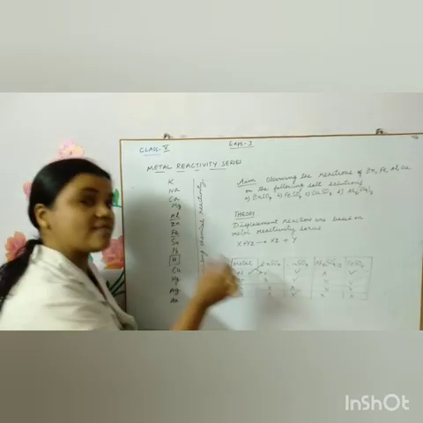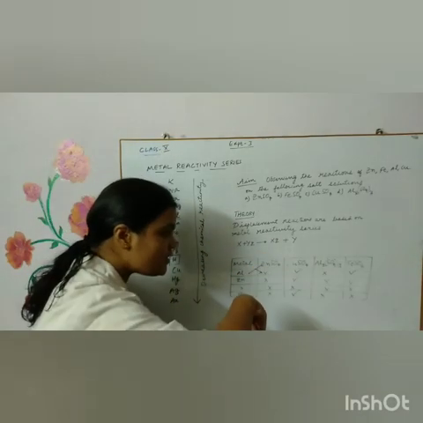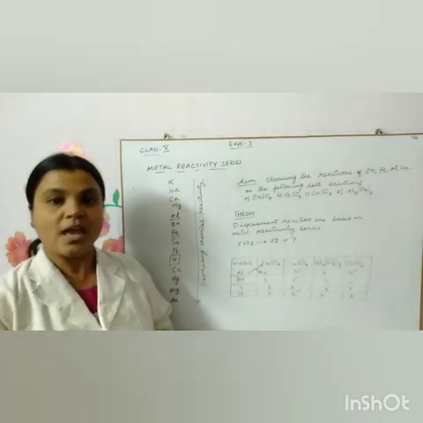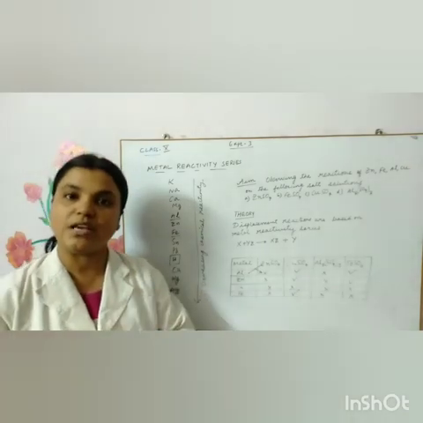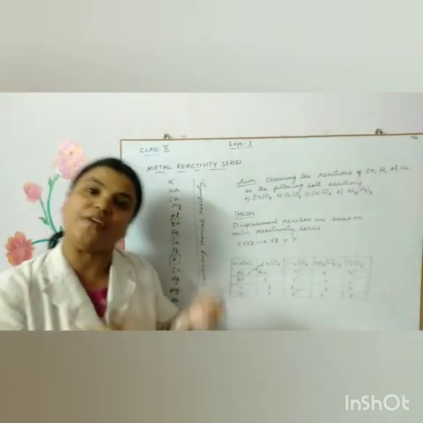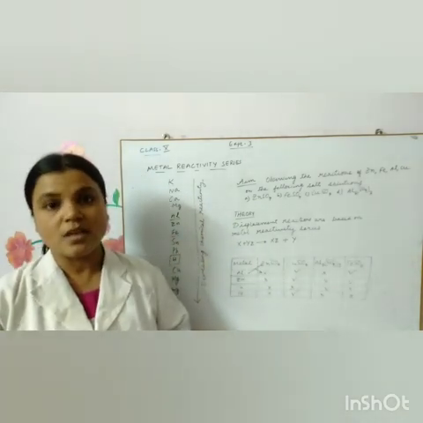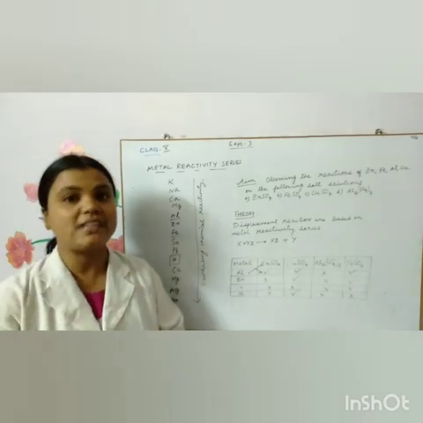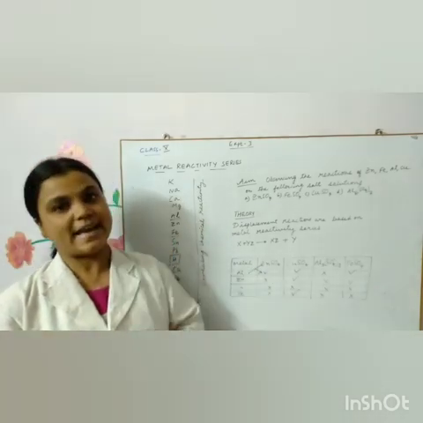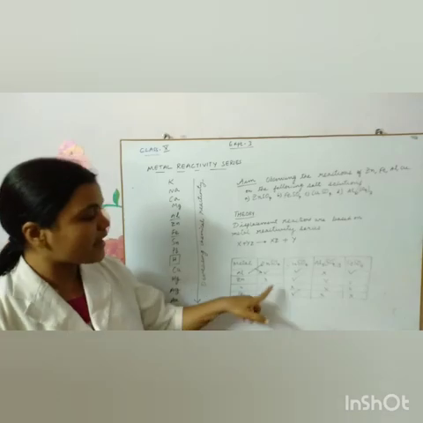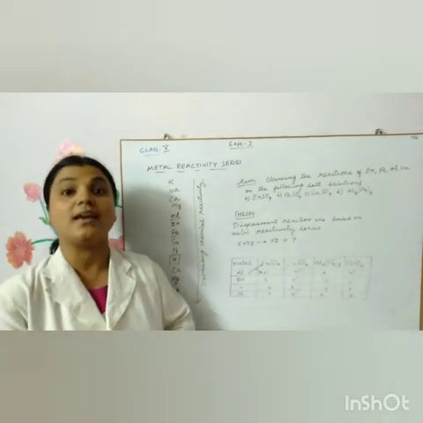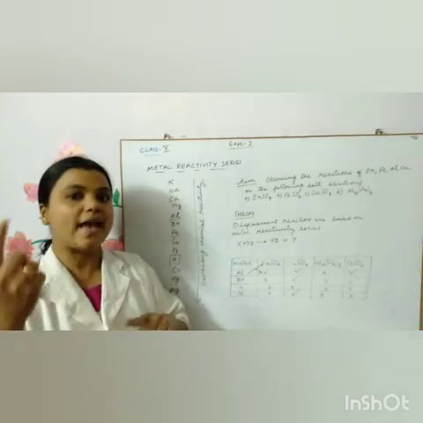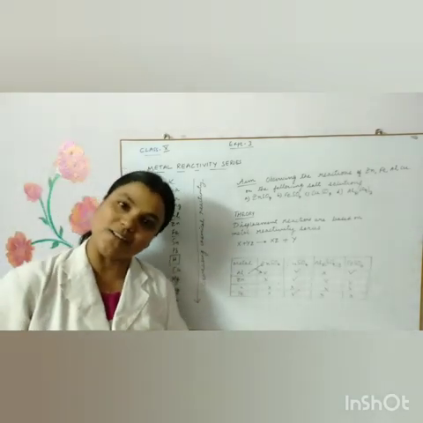If it is happening, what does it mean? That aluminium was successful in removing zinc from its solution, and what will be formed? Aluminium plus zinc sulfate will give rise to aluminium sulfate, and zinc is displaced out. So when zinc is displaced out, it means that aluminium is more reactive than zinc. If a reaction does not happen, it means that the metal which you are taking is less reactive than the metal which is present in the salt solution.